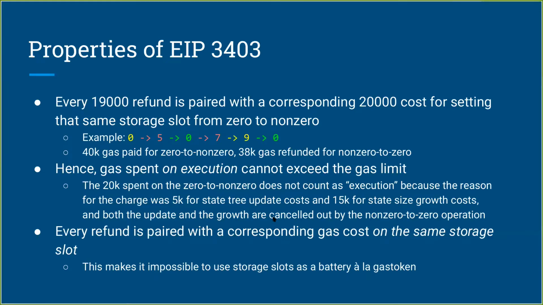So basically what this means is that there's no way to use the refund to create a block that has 25 million gas available for DoS attacks. And also, because every refund is paired with a corresponding gas cost on the same storage slot, you can't clear some storage slots to fill other storage slots. So you can't use storage slots as a battery. And so gas tokens, the whole class of them, can't work anymore. Martin, anything more to add?